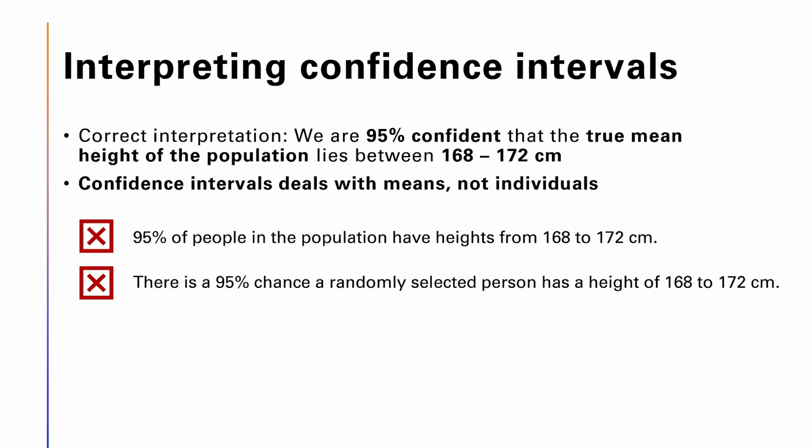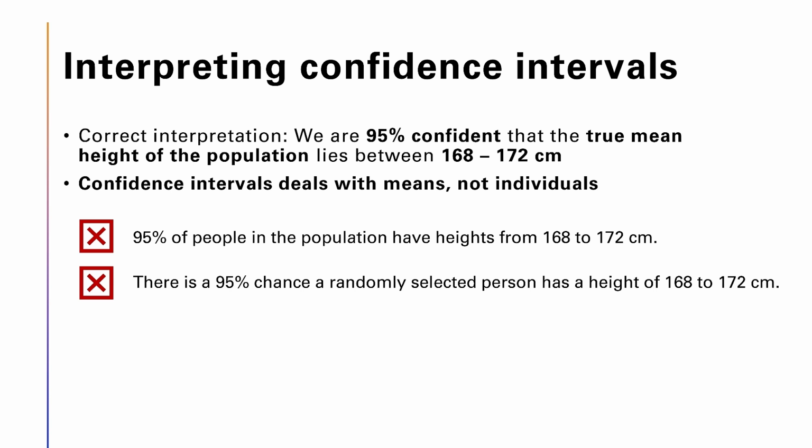So how do we interpret this value of 168 to 172 cm? What it actually means is we are 95% confident that the true mean height of the population lies between 168 to 172 cm. It's also important to note that the confidence interval deals with means instead of individuals.